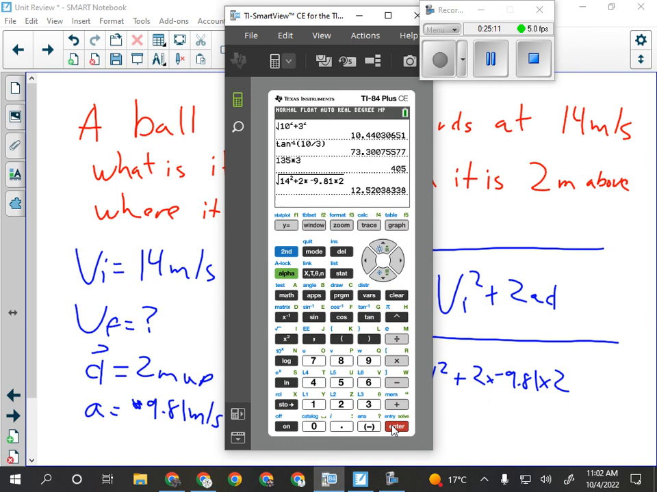That makes sense? Obviously your acceleration question could use that formula, it could be d equals vit plus 1/2 at squared, d equals vft minus 1/2 at squared, or vf minus vi over t. It could be any one of the formulas we worked with, and any one of those formulas could be used for a projectile motion question.